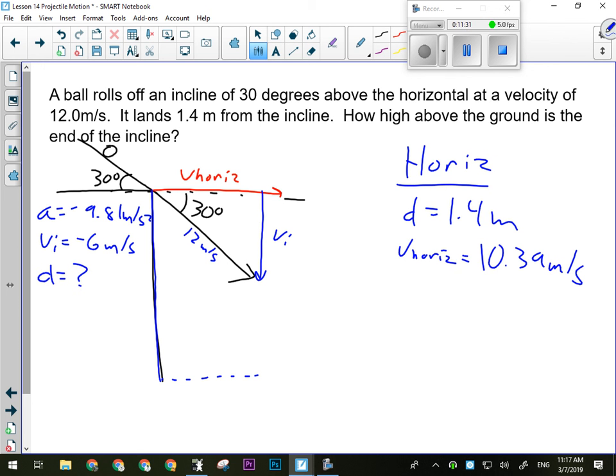I need one more piece of information for the vertical part of this, either Vf or t. It's not going to be Vf because I have no way to calculate that right now. But I can calculate time. So I'm going to find the time using these two pieces of information. t equals d over v, 1.4 over 10.39. It's going to be a very small time, right? It's not going to fall very far, which means this table's not very tall.